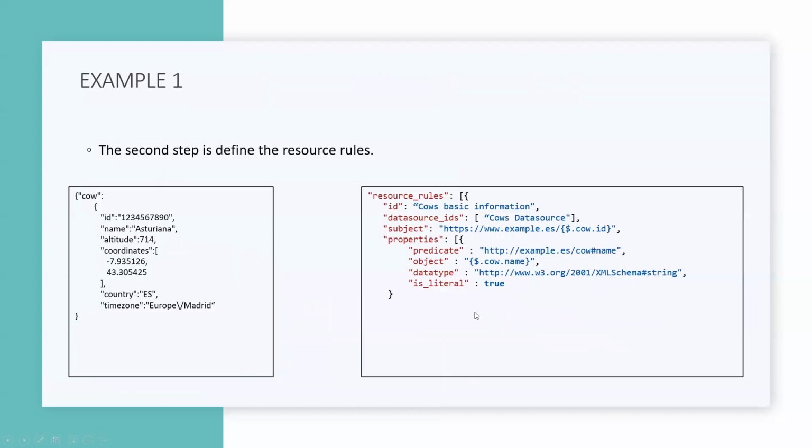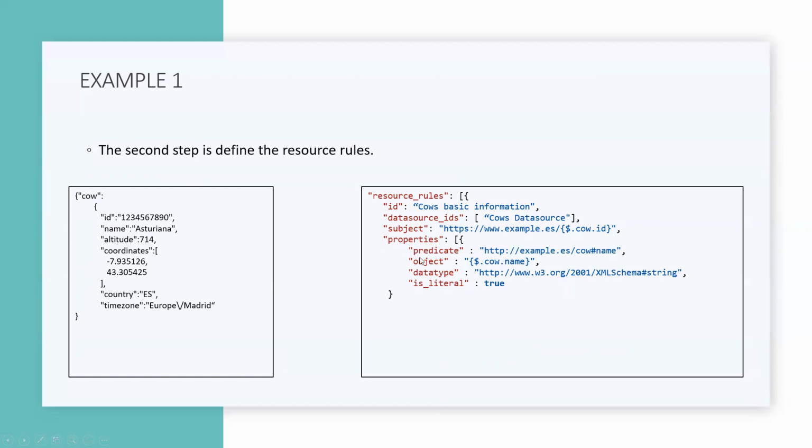And the second step is to define the resource rules. In here, we put the subject. For example, in this case, the subject is the ID, so we put here the JSON path of the ID. The predicate is the name, and the object is the path of the name of the cow.